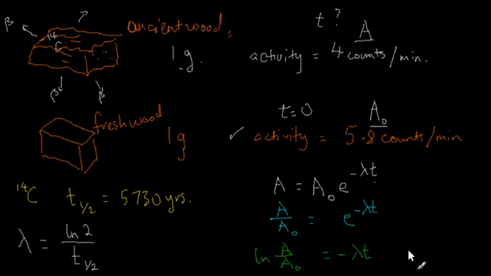And t therefore, let me draw a line here, t would be equal to minus 1 over lambda, just move the minus lambda over to the other side, times log of a over a naught. And with the values of a from there, which is 4, a naught from there, which is 5.8, and lambda from here, we can calculate the answer.